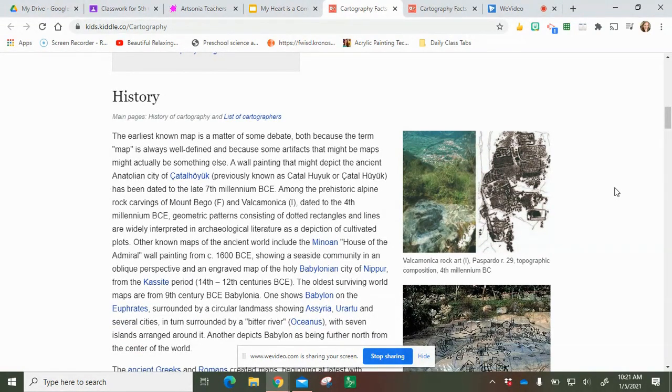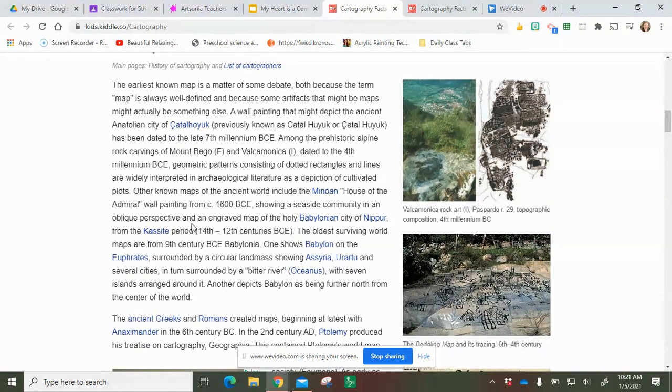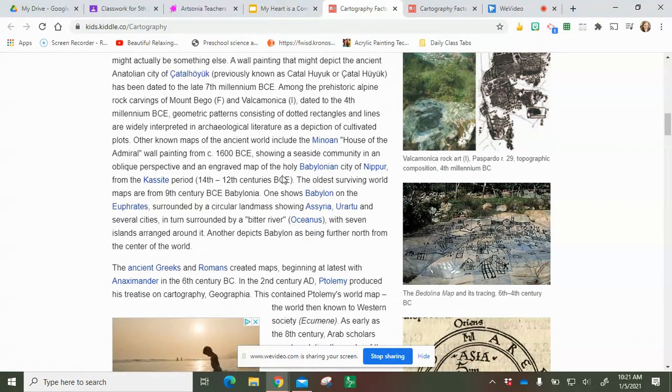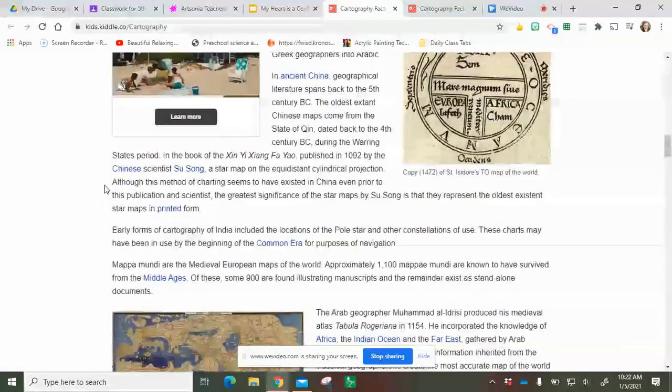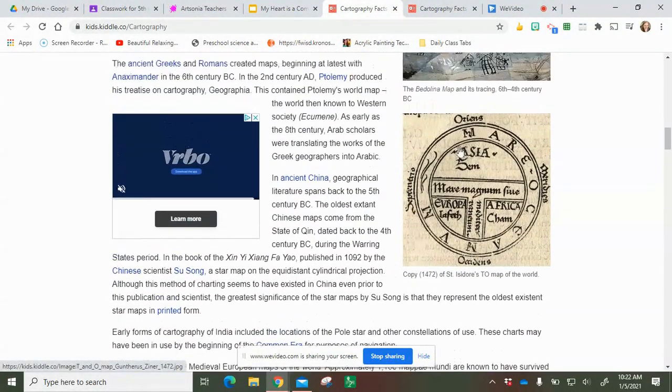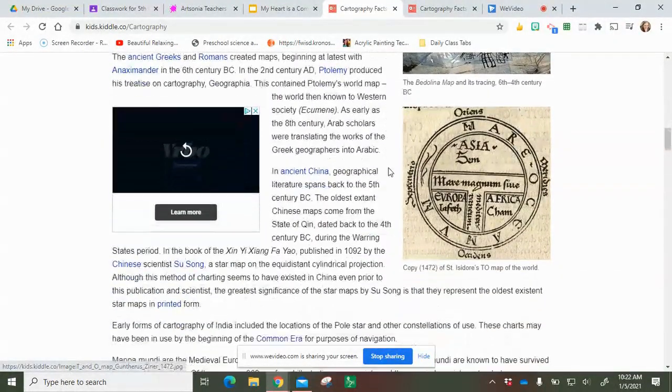And then you have other known maps of the ancient world called the Minoan, or the House of the Admiral, which was a wall painting from 1600 BCE, which shows a seaside community. Then you also have an engraved map of Babylon City, and it shows Babylon and the river of Euphrates surrounded by a landmass of Assyria. So you have lots of different maps, starting with some really old maps in different times.